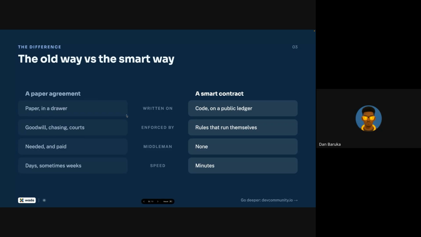So those are some differences between the old way of agreement and the new way of agreement, which we call smart contract. And again, if you have any question, you can interrupt me and ask directly, so I'll have in mind what was the question, or I can just directly answer it.